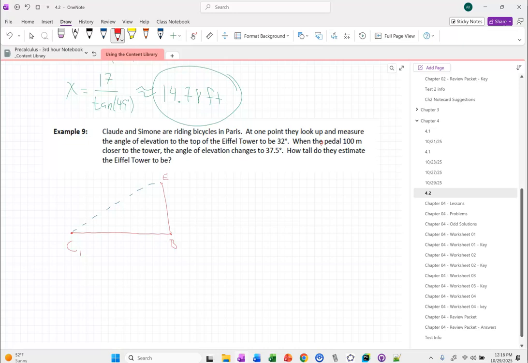All right, so we did the first one. We look up, and it's supposed to be 32 degrees. What is C1? Well, because we do it again. Claude and Simone, that's their first time. And then they ride 100 meters closer, or feet or something, 100 meters. I'll call this spot C2. And they look up again, and the angle of elevation is changed. We want to know how tall the Eiffel Tower is.